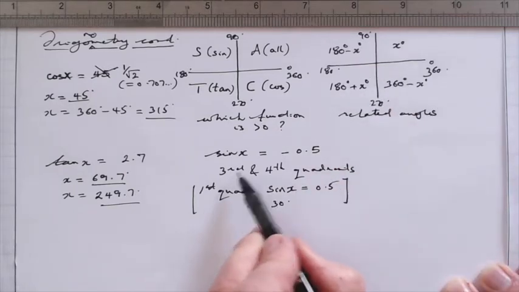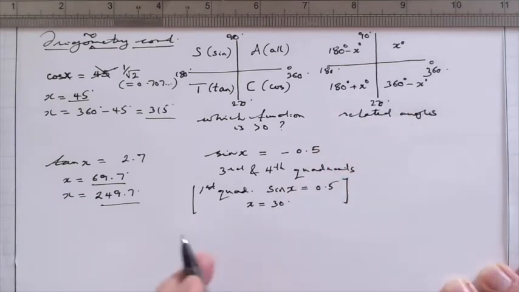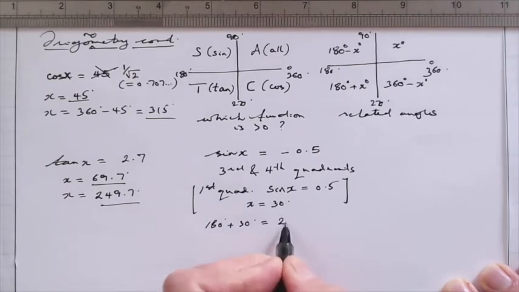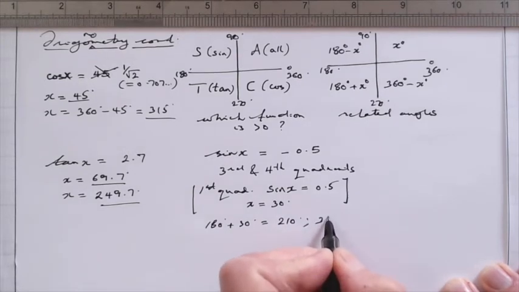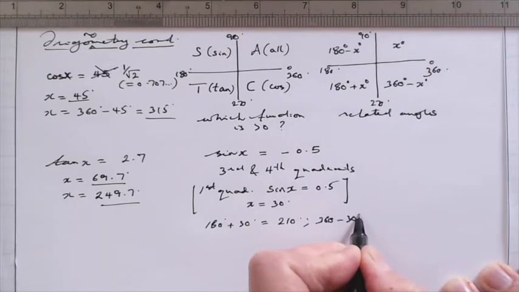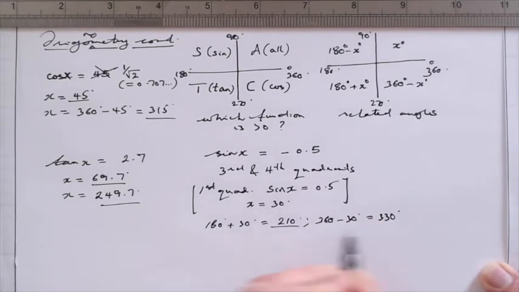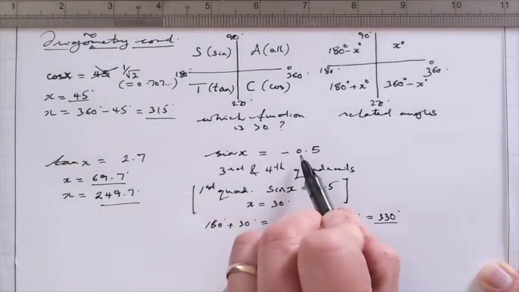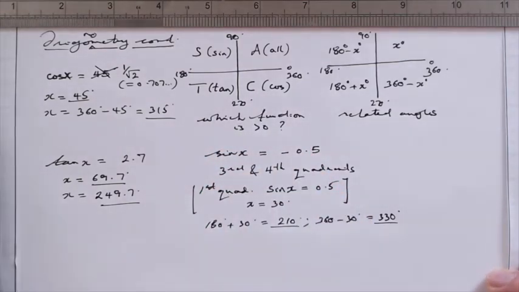And the related angles are 180 plus this and 360 minus this. So 180 plus 30 degrees gives me 210 degrees, and 360 minus 30 degrees gives me 330 degrees, and those would be the solutions to the problem of interest where sine was negative and the answer we were seeking is in the third and fourth quadrants.